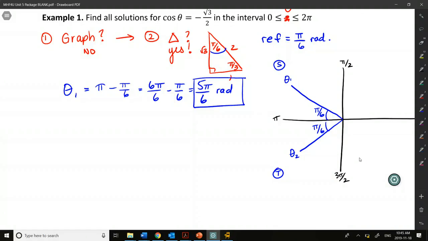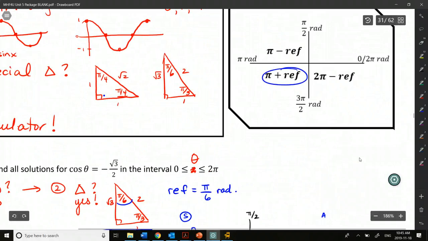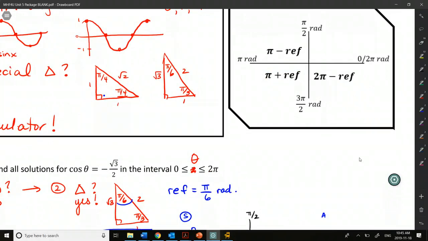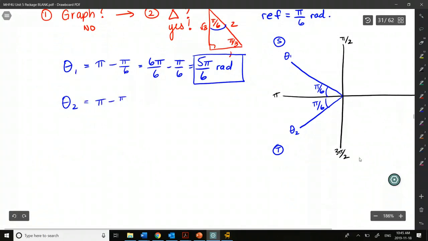Okay, for the second theta, it's pi over 6 radians past pi. So we're going to do pi plus pi over 6 in order to solve for this. And you can see in that summary that I wrote above, to calculate in this quadrant, we would do pi plus the reference angle. Okay, so we're going to do pi plus pi over 6. Again, if you need to, you can use a common denominator. And we should get 7 pi over 6 radians.